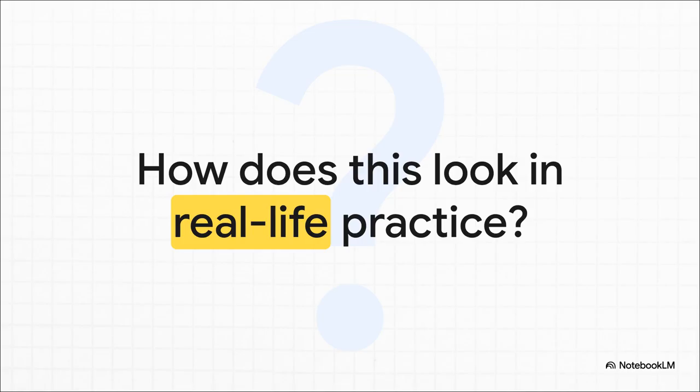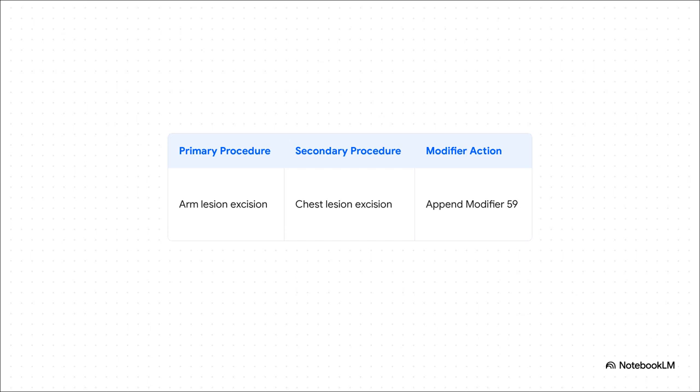So, you might be wondering, how does this actually look in real-life practice? Let's take all this coding theory we just talked about and apply it to a practical, real-world clinical scenario. Imagine a patient comes in, and during the visit, the provider performs an excision of a lesion on the left arm. Okay, that's our primary procedure. But during that exact same encounter, they also perform a completely separate excision of a totally different lesion on the chest. Because these are separate lesions located on completely different anatomic sites, you would append Modifier 59 to the secondary procedure, in this case the chest excision, to clearly show it's distinctly separate from that arm excision.